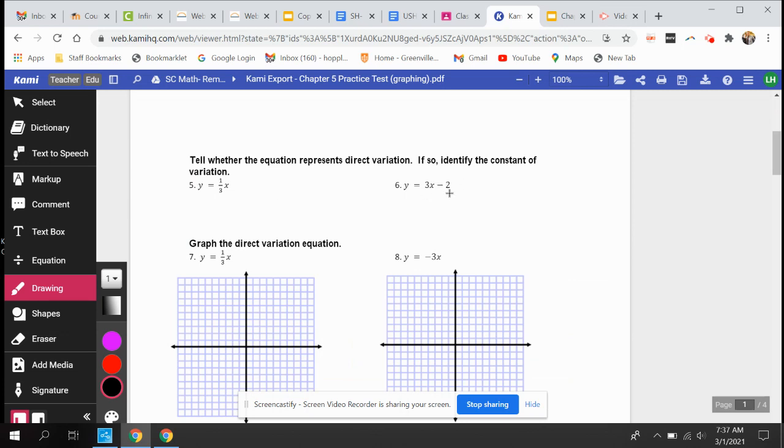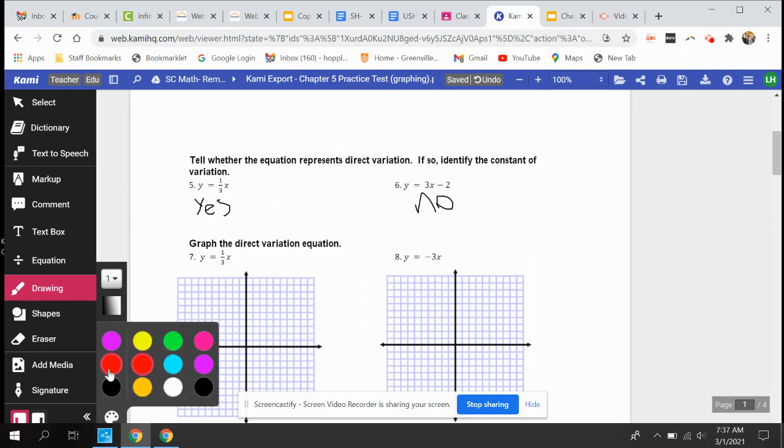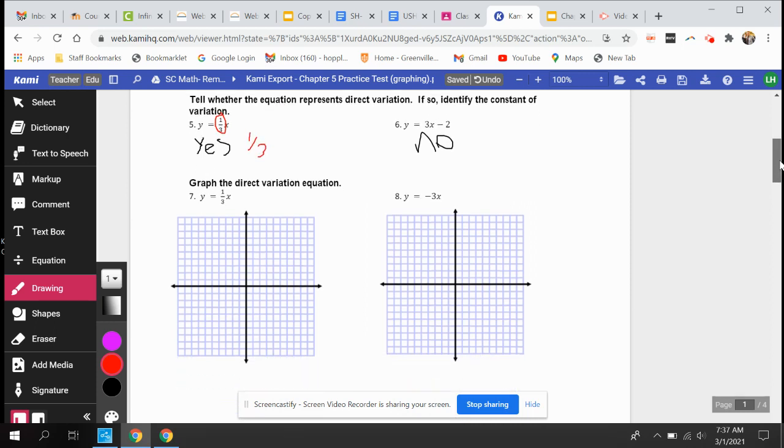anytime you see a plus or minus with a number, that takes out the simple equation. So in this case, 5 is yes, it is direct variation. And number 6 is no, it's not, because of that -2. Now, the next thing asks, if so, identify the constant of variation. The constant of variation is whatever number is with x. So in this case, 1/3 is that direct variation.